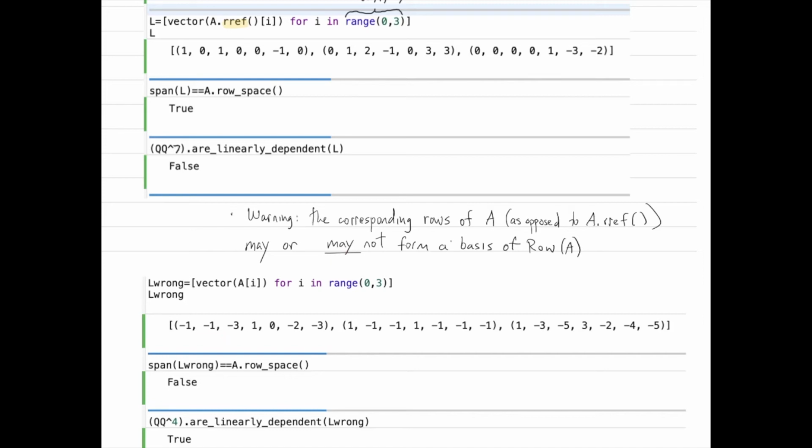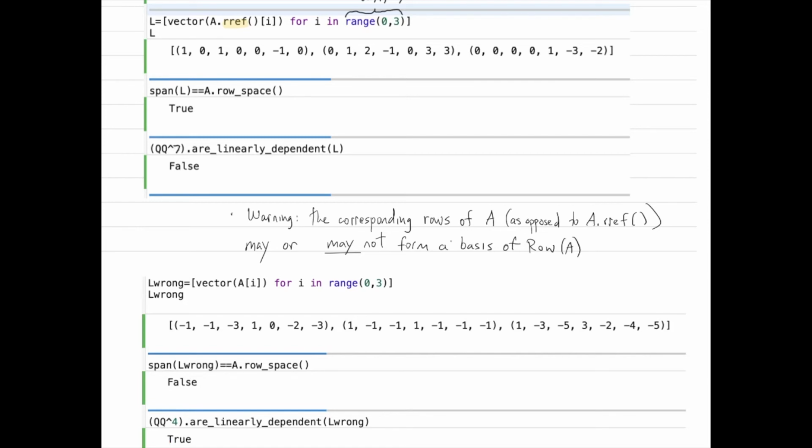So the rows of our original matrix that are in positions 0, 1, 2 are so, and then if I ask Sage, is the span of these 3 rows equal to the row space of A? And the answer is no. So definitely this L wrong is not a basis for the row space of A. We can also ask, is it linearly independent, these 3 rows of A, the original matrix, not the reduced row echelon form of A? And it turns out that they're linearly dependent. Again, that's what we do not want.